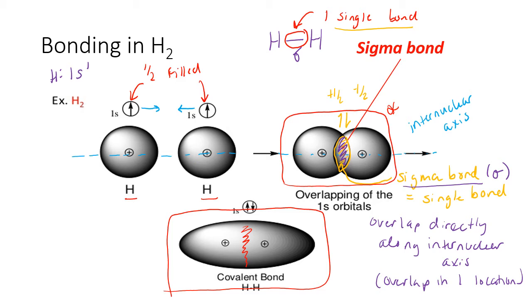So valence bond theory would tell us something like this. We have one hydrogen overlapping with another hydrogen atom. Each of them has a half-filled 1s orbital, and as they overlap along the internuclear axis directly, they form a single sigma bond. So they have that one region of overlap there, which is contributing to that sigma bond.